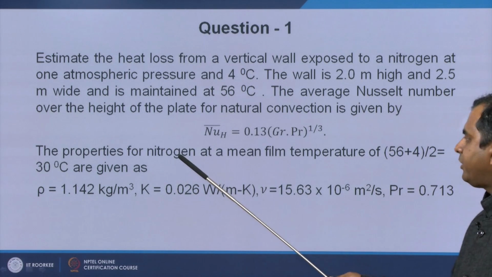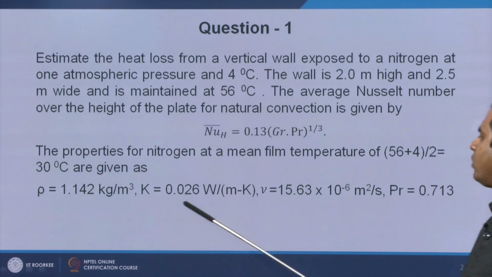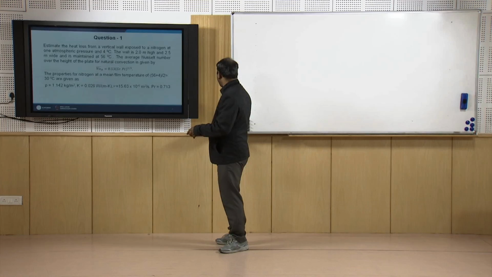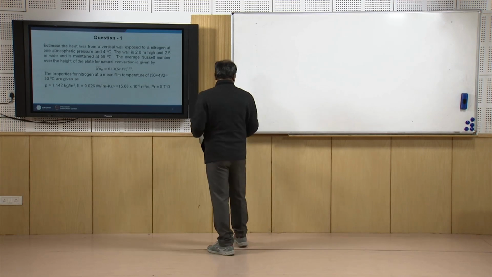The properties of nitrogen at mean film temperature. You can see the mean film temperature will be 56 plus 4 divided by 2, and that is actually 30 degree. So, the properties are given: rho, k, nu and Prandtl number. You have to find out what is the heat loss from the vertical plate. So, this problem is related to natural convection over a flat plate. Let us try to do this problem first. Let me tell you how to solve this problem.